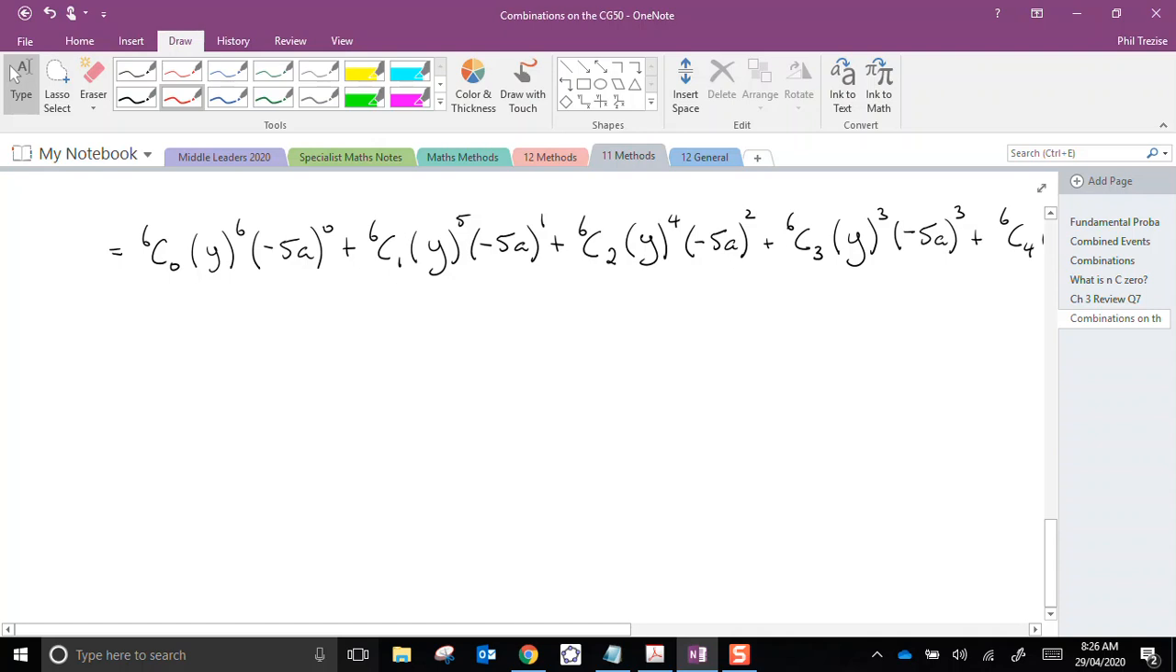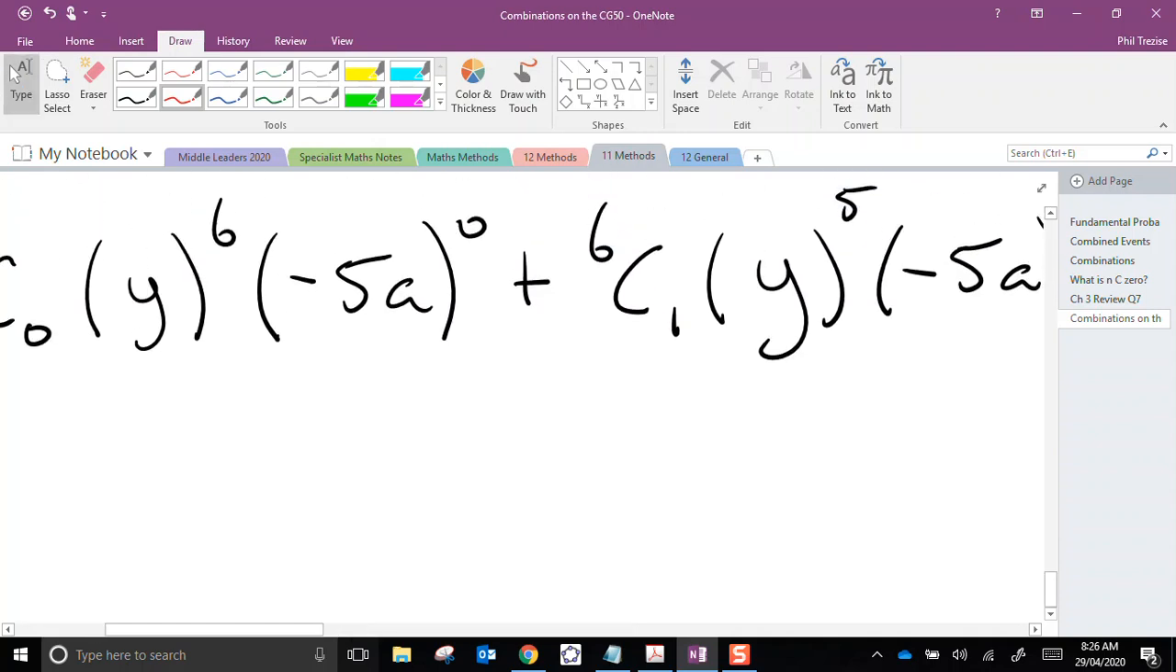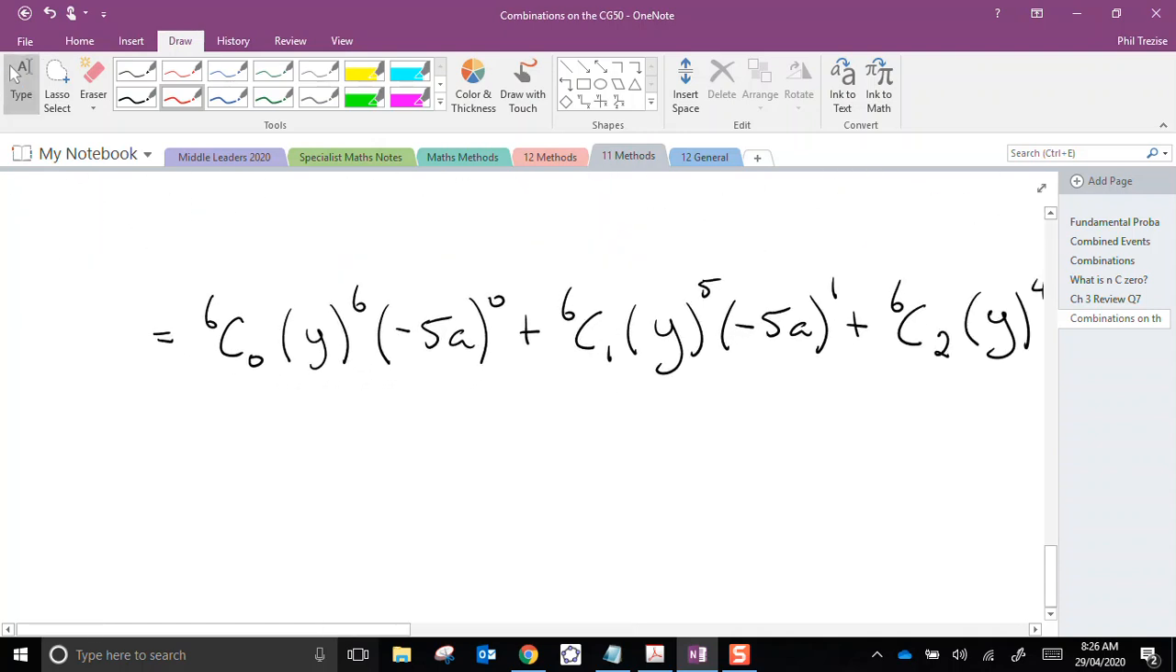Now what do we do once we get these? Well, we simplify, of course. So you can use your calculator for these. 6c0, that's 1. Then y to the power 6, great. And anything to the power 0 is 1. So that first term is really just y to the power of 6.